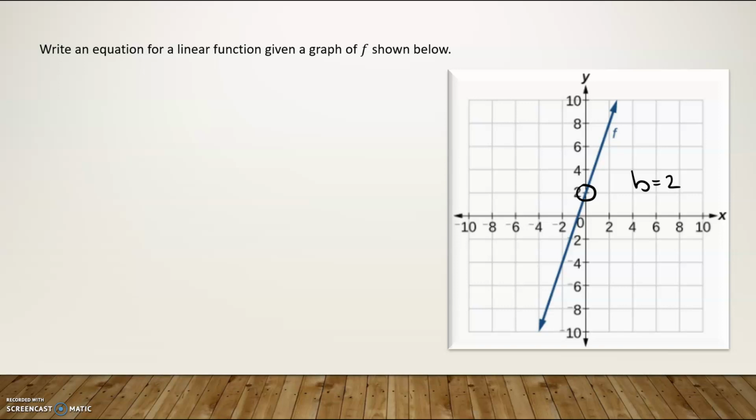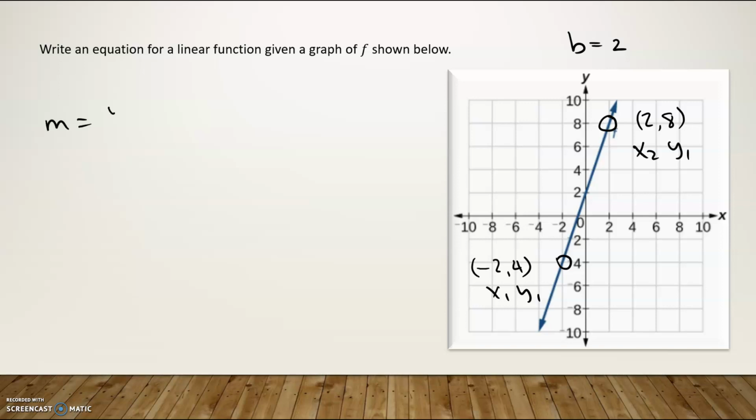Okay, well now we need to find the slope. So I need 2 nice points I can use. So I'm going to write up there b is equal to 2. Okay, so 2 nice points looks like, so here's one right here. That looks like that is 2, 8. And looks like we have this one right here. That's a nice point. -2, 4. All right, so we'll say this is x sub 1, y sub 1. We'll say x sub 2, y sub 2. So m is y sub 2 minus y sub 1 over x sub 2 minus x sub 1.